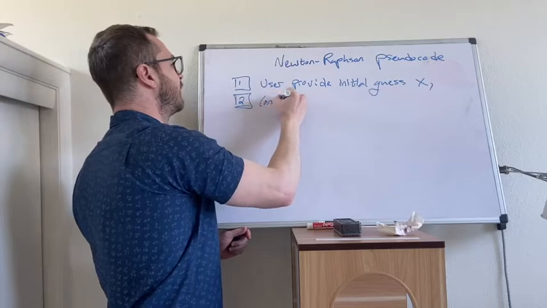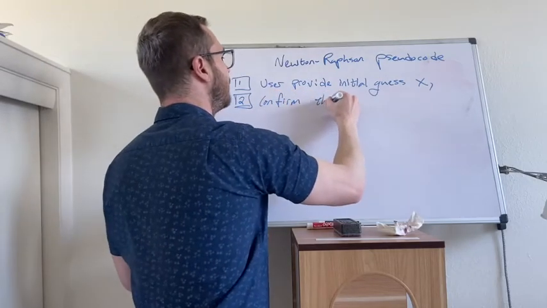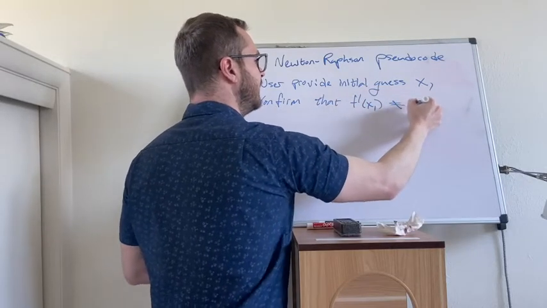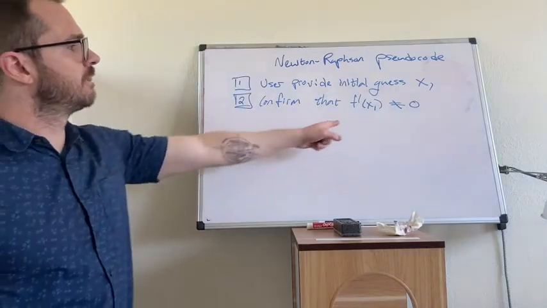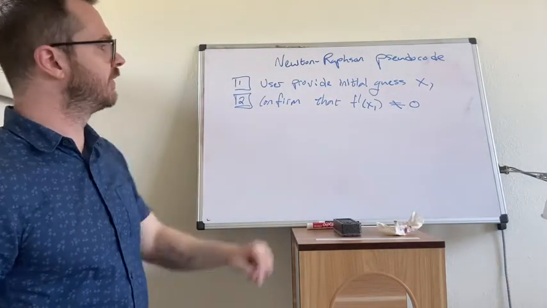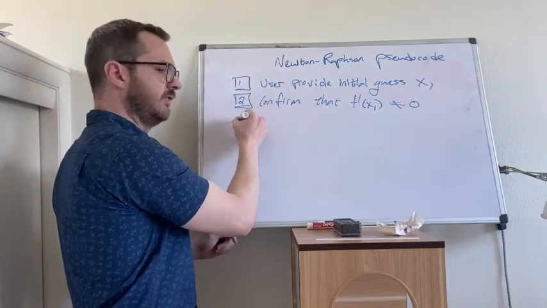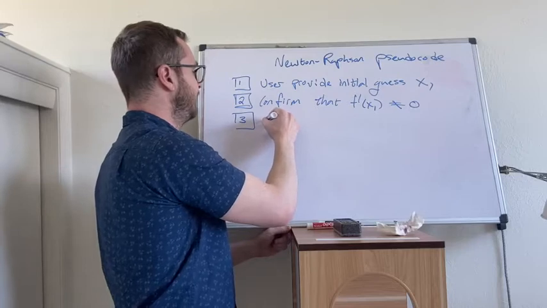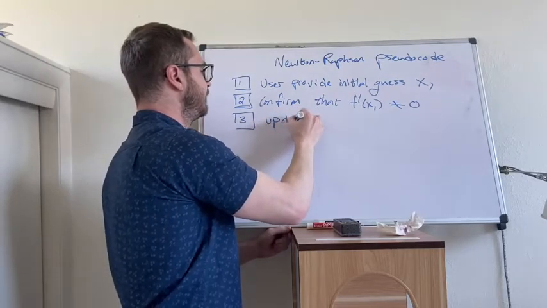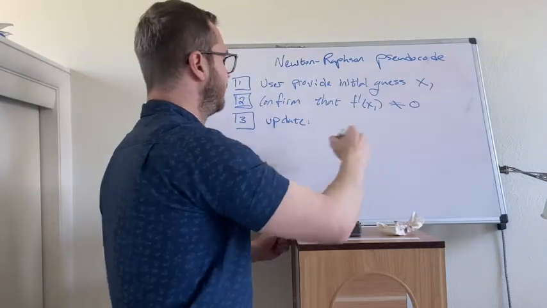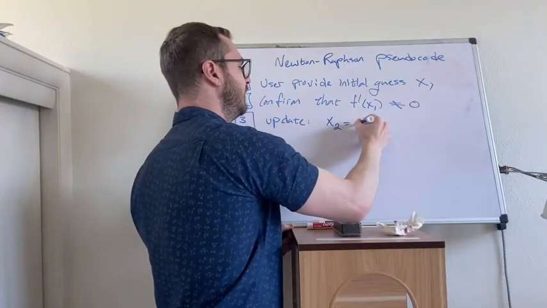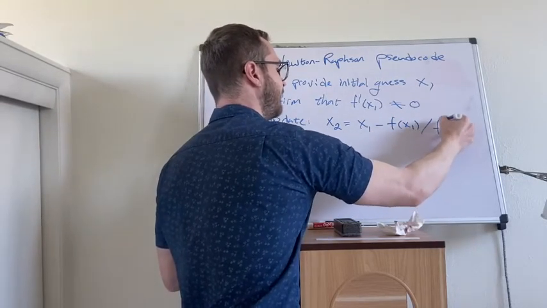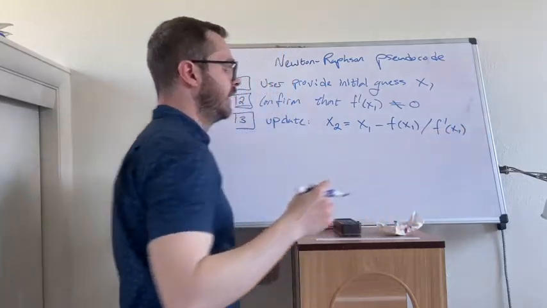we want to confirm that f prime of x1 does not equal 0. What we're talking about here is the slope can't be 0 at that point. Why can't the slope be 0 at that point? Well, because we're going to do an update step. So let's say update. So here's our update step, and we're going to say that x2 is equal to x1 minus f of x1 divided by f prime of x1.